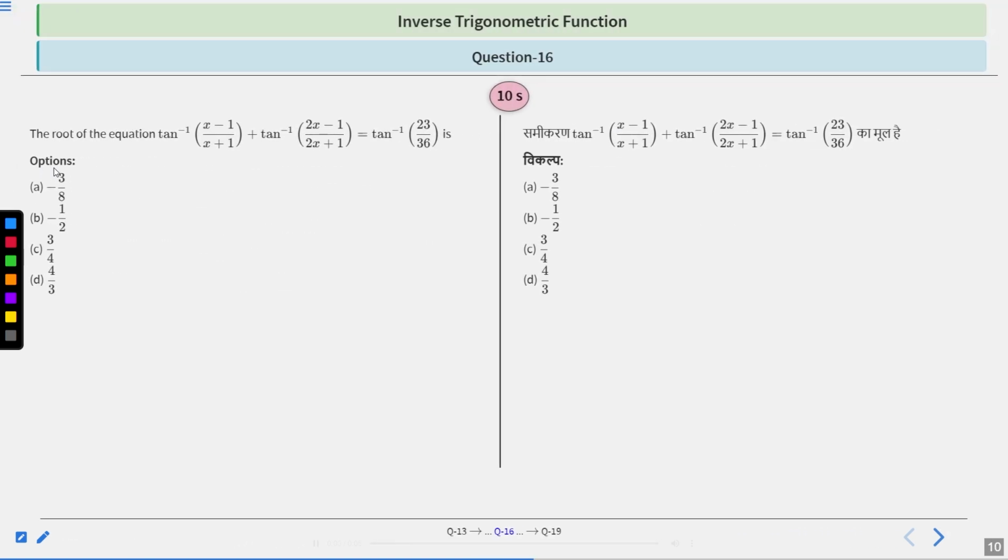Now, let's move to the next question. Question number 16. The root of the equation tan inverse (x minus 1 upon x plus 1) plus tan inverse (2x minus 1 upon 2x plus 1) is equal to tan inverse 23 upon 36.